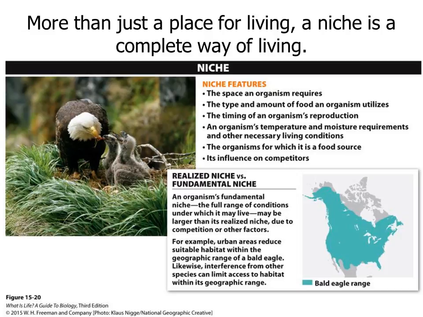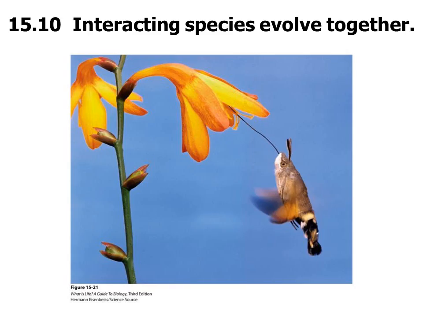In other words, an organism's niche encompasses, one, the space it requires, also the type and amount of food it consumes. It includes the timing of its reproduction, that's its life history, remember, and also its temperature and moisture requirements, and virtually every other aspect that describes the way the organism uses its environment. So you should know those niche features.